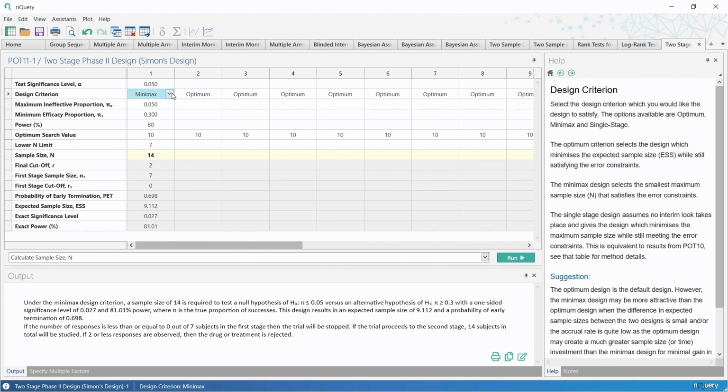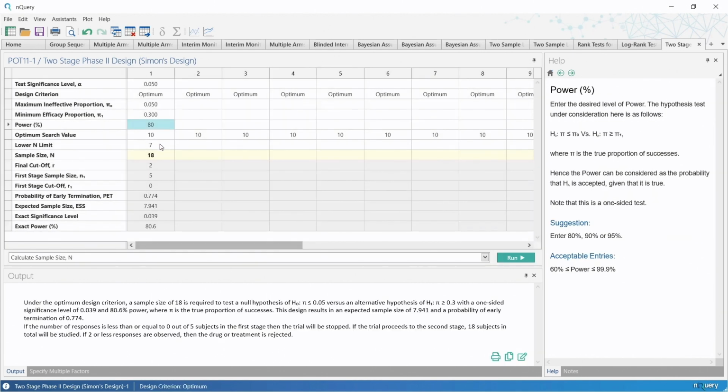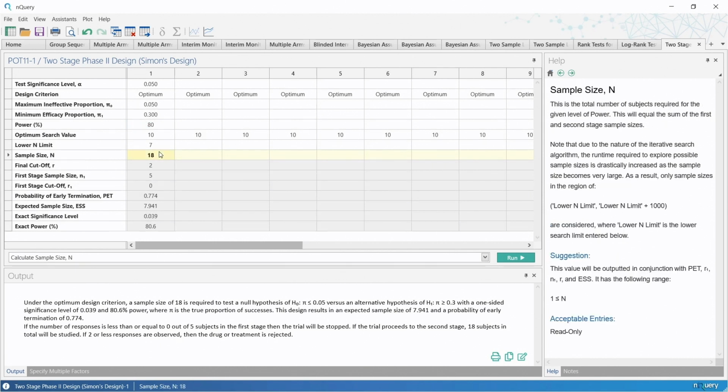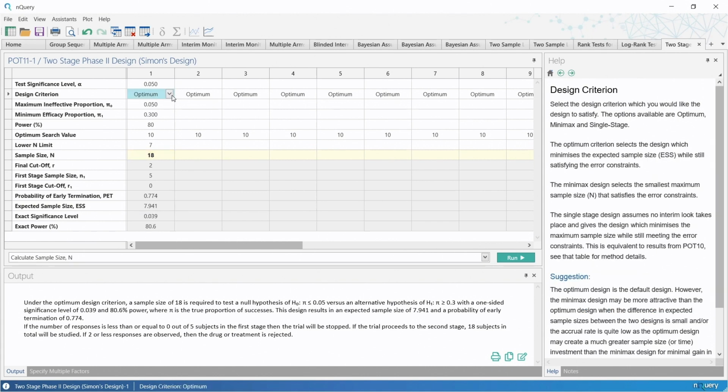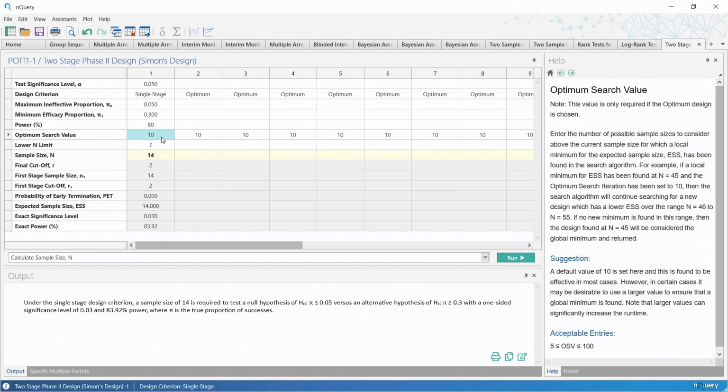If we were to do the same design, but using the optimum criteria, the overall sample size would increase from 14 to 18. But if our drug is ineffective, we would expect a higher chance of stopping early, and therefore the expected sample size, if our drug isn't effective, would actually be lower. For an equivalent single stage design, the sample size required would also be 14. But in this case, we would have no chance to stop early after 7 subjects were accrued.